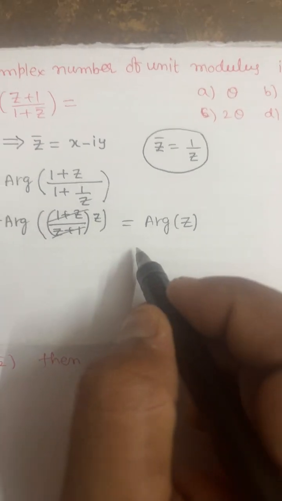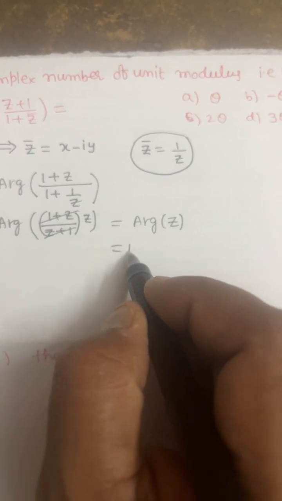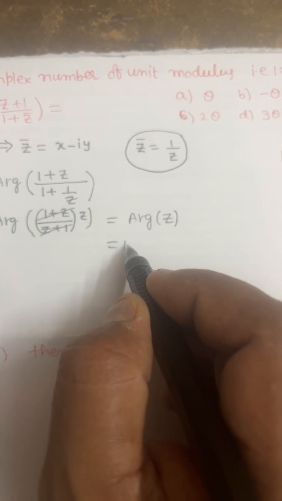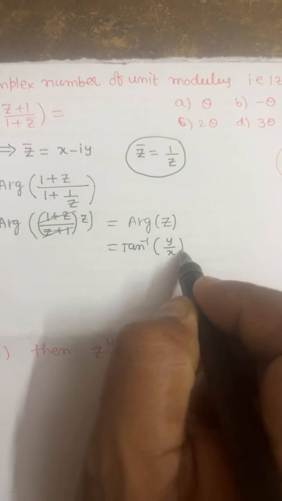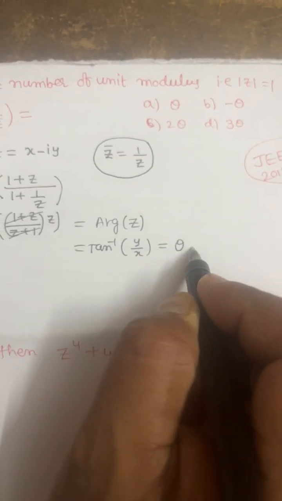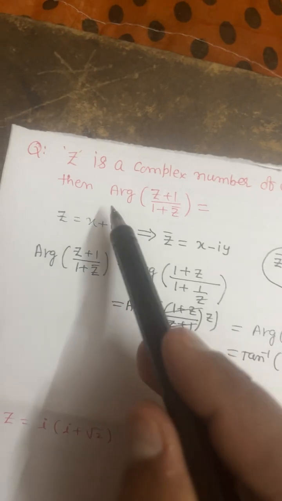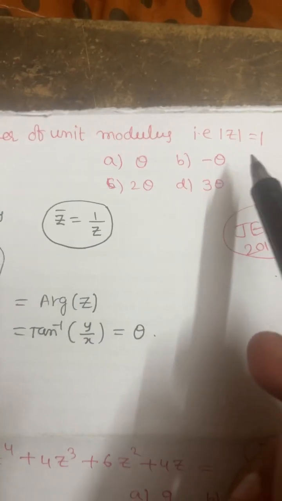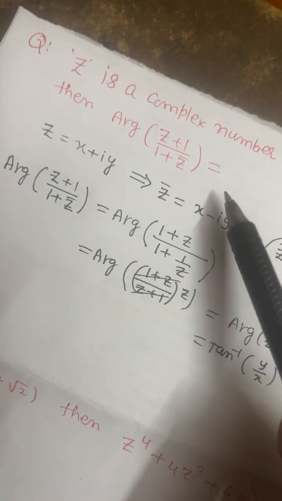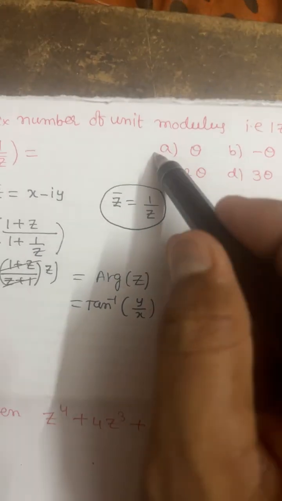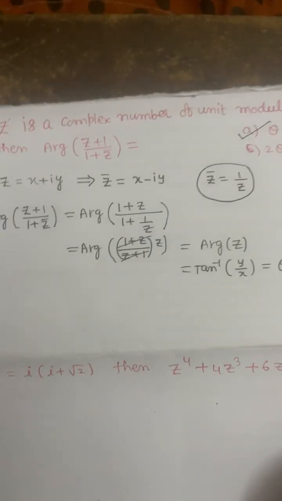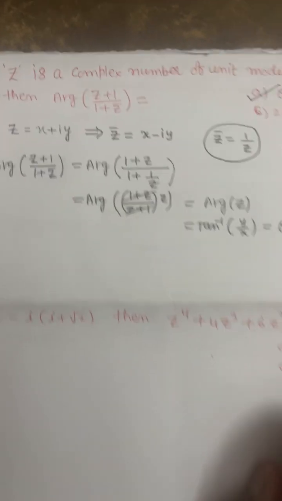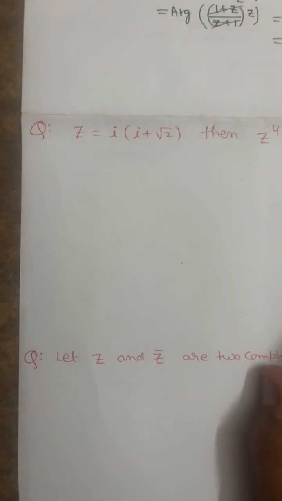So argument of Z, we know that it is simple. In the previous videos I mentioned, argument of Z is equal to tan inverse of y by x, that is equal to theta. So Z is a complex number of unit modulus, and then argument of (1 plus Z) by (1 plus Z bar) is equal to theta. So the answer is theta. It is given in the JEE Mains 2013. I hope you understand, dear students. We'll move on to the next question.